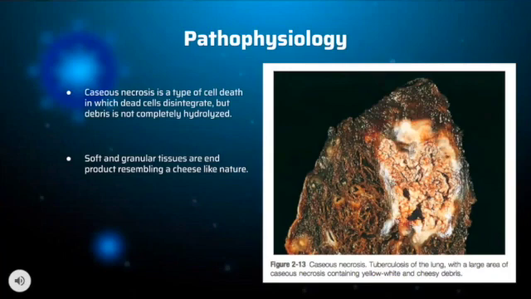The center of the granuloma undergoes a morphological pattern called caseous necrosis without disrupting the dormancy of the bacteria. As shown in the picture, the cheese-like material is caseous necrosis. It's a type of cell death in which dead cells disintegrate but are not completely hydrolyzed.